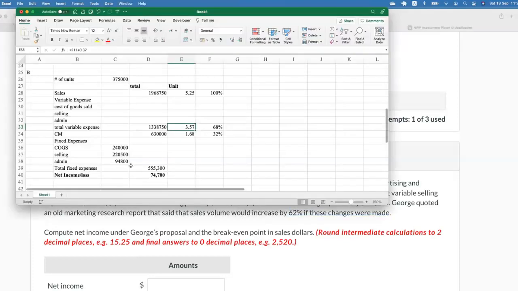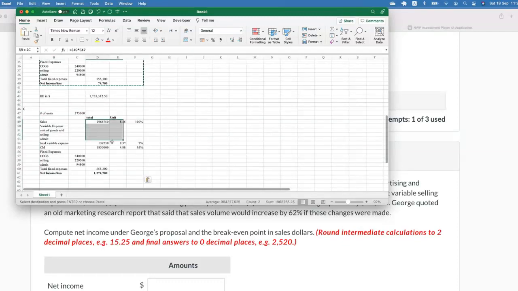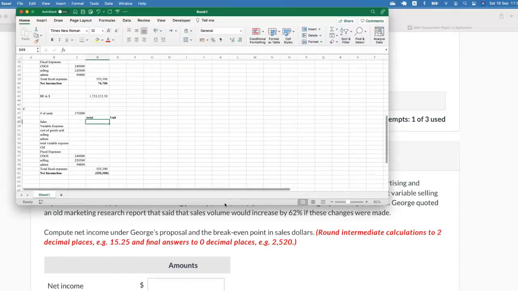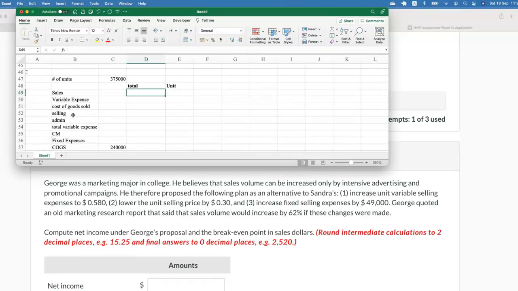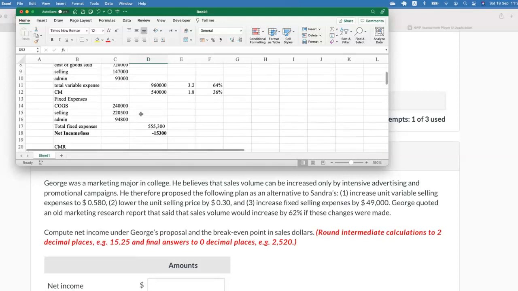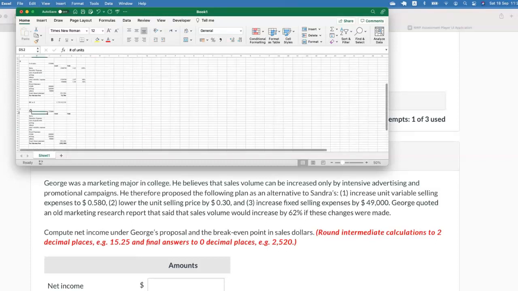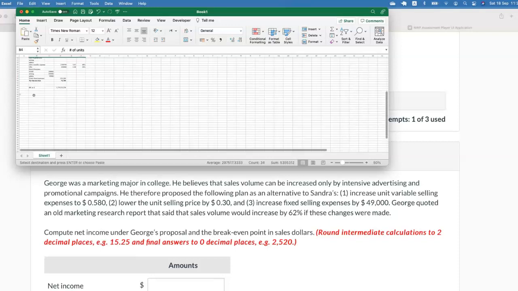Okay, so I'll take the list again. Copy, paste. First he's saying increase unit variable selling expense to 0.58. I will take the initial one, not this one. I will delete this, and I'll take the first one. I know you cannot see my screen well.